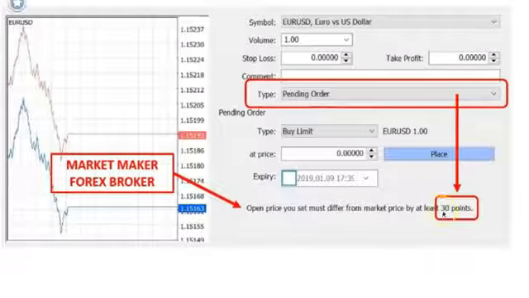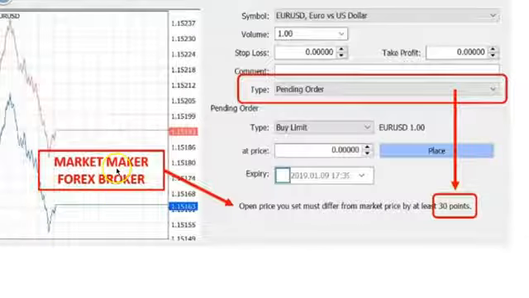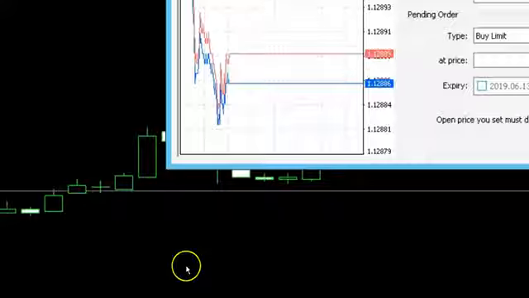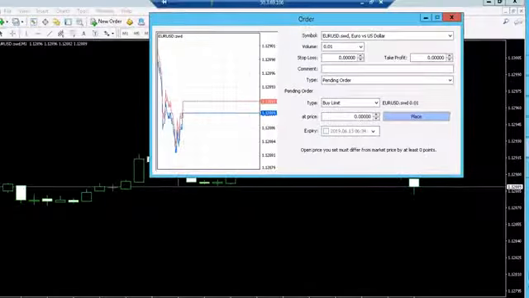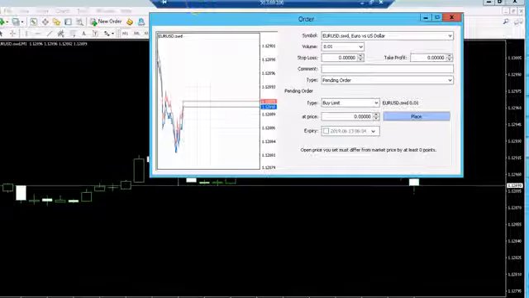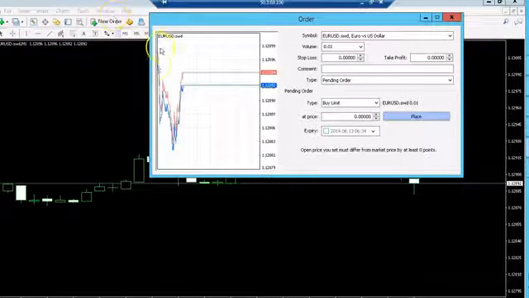Right, if your pending order comes up with this message over here that says there must be at least X amount of points from the market price, then you'll know that this is a market maker. So those are two ways that you can easily check to see whether your broker is an ECN or a market maker type of broker.